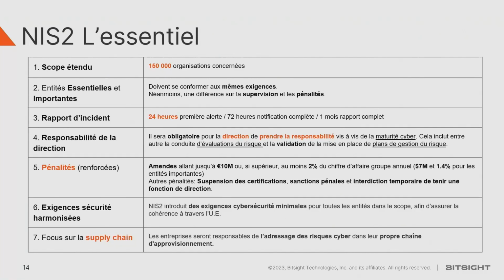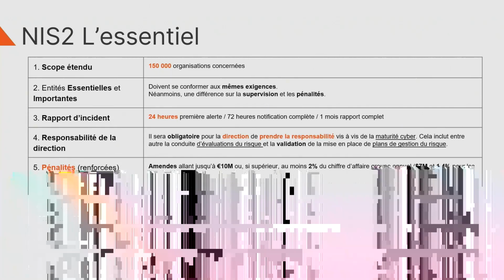This notion of essential entities and important entities, not a big difference, just for the controls and accountability. Focus on incident reports, on supply chain, and the penalties. I'll stop here. If you have any questions, maybe. If not, I have more content, more on the business side aspect. I would like to take more time for your questions if you do have some.